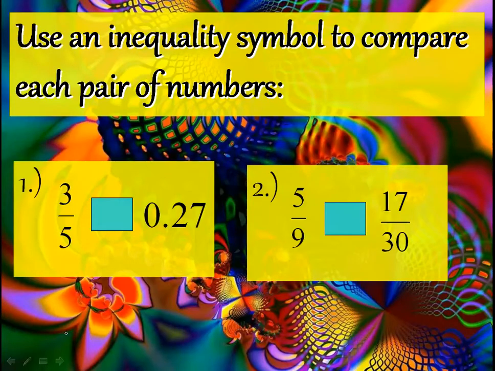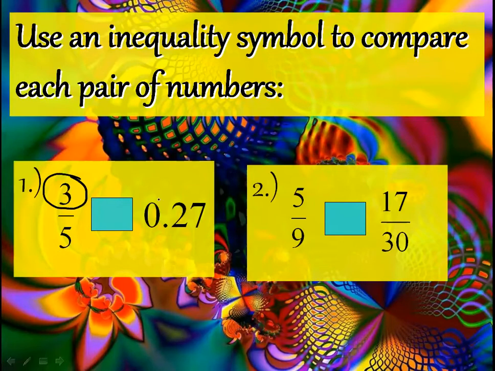So let's look at our first example. Use an inequality symbol to compare each pair of numbers. In other words, a greater than or less than symbol. One easy method for comparing numbers that doesn't always work but sometimes does is compare those numbers to 1/2. For example, if I look at 3 over 5, I know that 3 out of 5 is more than 1/2 because 3 is more than half of 5. So this is greater than 1/2.